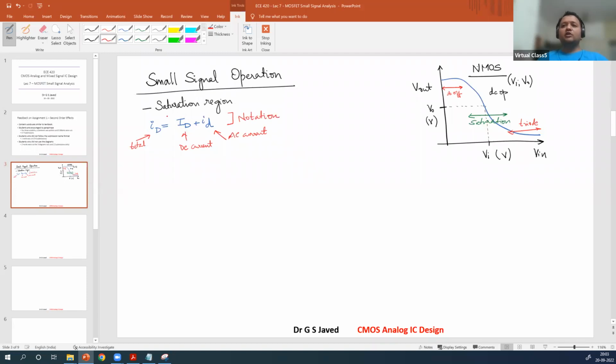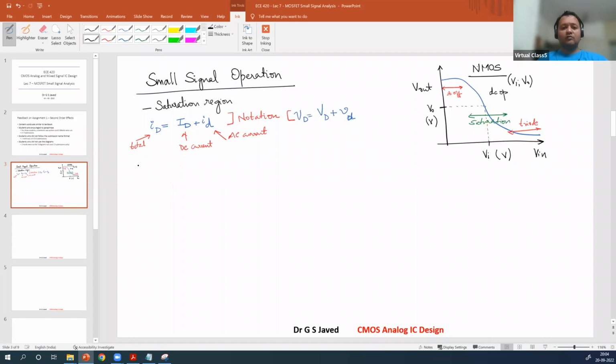This is similar with the voltage also. So for voltage, it will be V capital D is equal to V large D plus small v small d. That will be the notation for voltage. Right? Now that you have understood, let us deep dive.